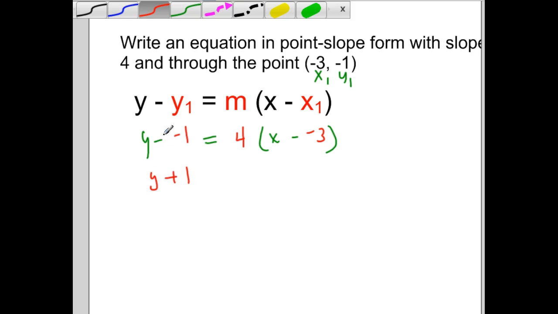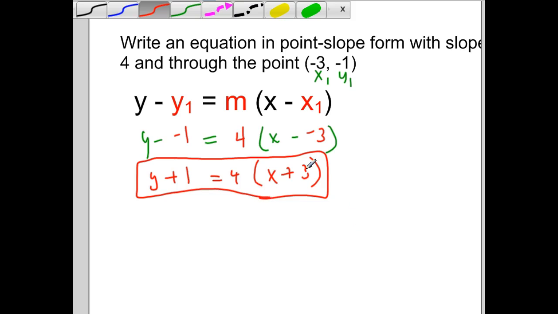We don't like to have two symbols next to each other. Minus and negative, same as plus. I don't need to distribute. All I'm going to do is clean up my signs. That's it. That's point slope form. It has a point, it has a slope written within that form. That's all you need to do for point slope form.